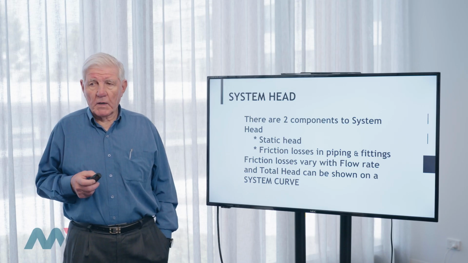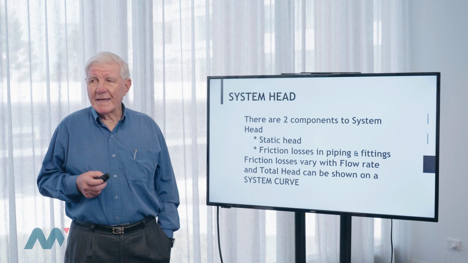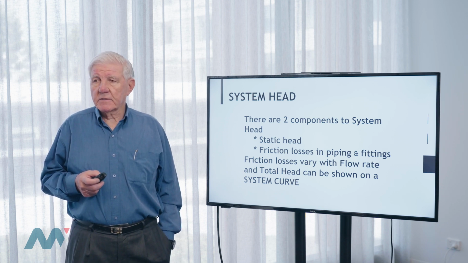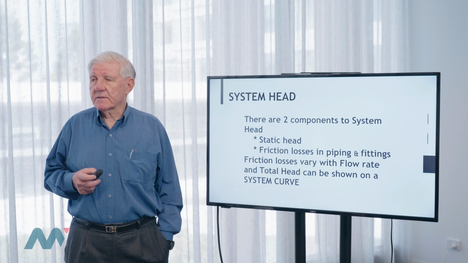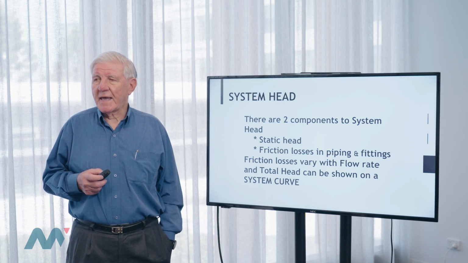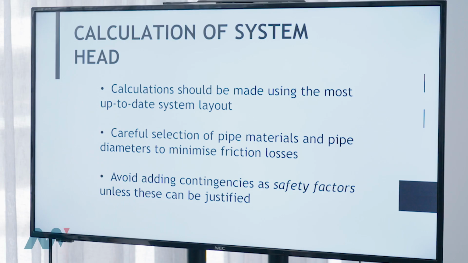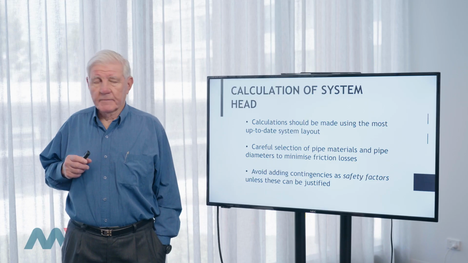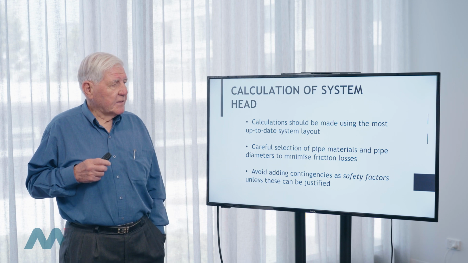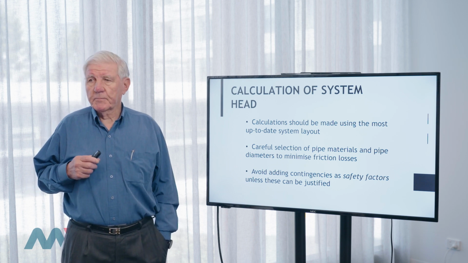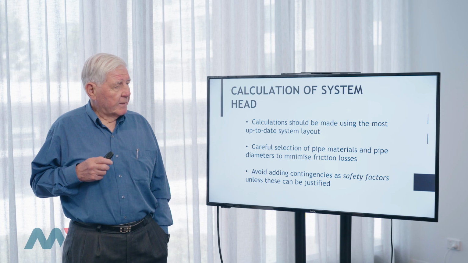And then we can plot that information on what we call a system curve. And that system curve is on the same axis as the pump curve. In other words, it plots head against flow. When you're calculating a system curve, you should really use the most up-to-date system data that you have for that specific job that you're making the pump selection for. Not what was done 20 years ago, but what is likely to be installed on site. Okay? So you've got to have the most up-to-date data on the proposed system layout.